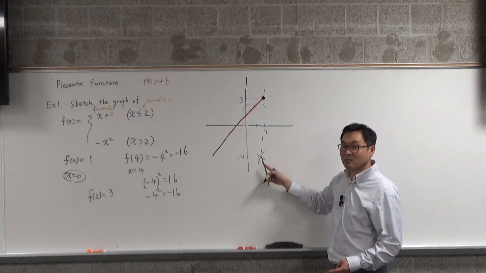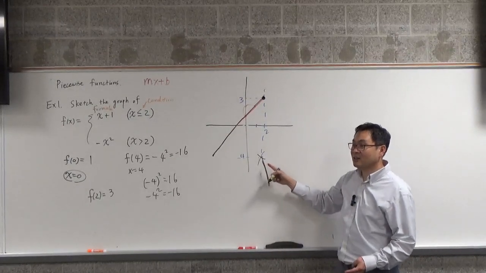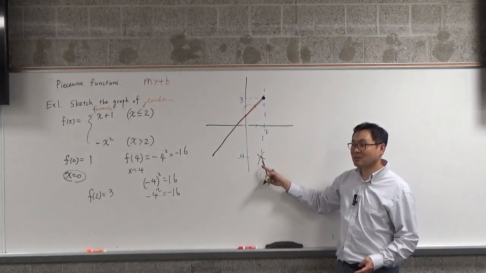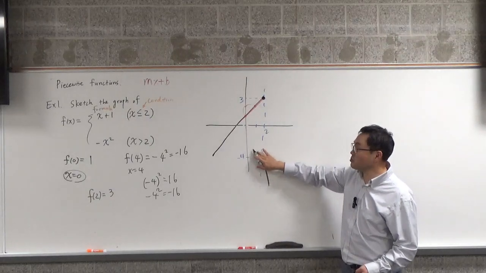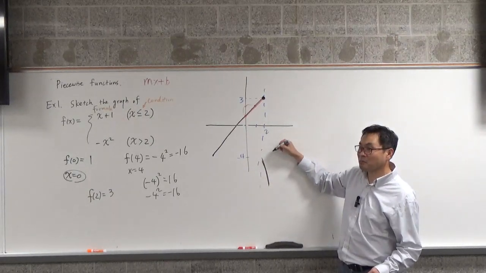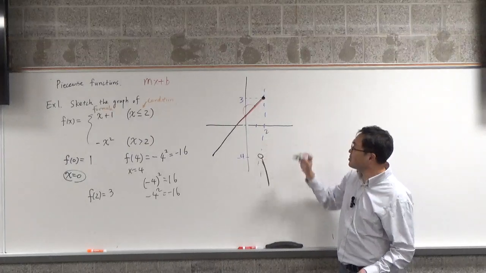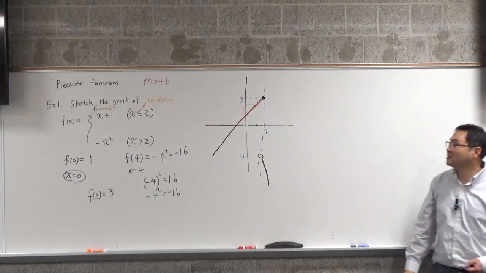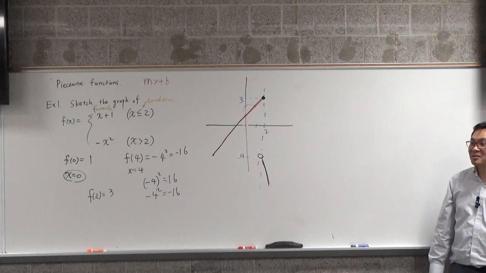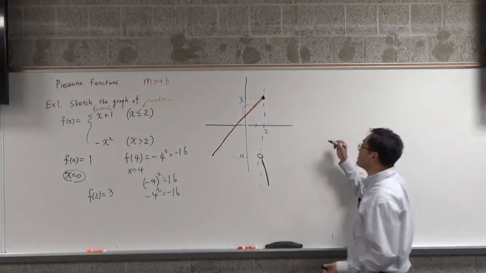So what do we do here? If it's no good, what do we do? You erase it and put what? Put an open circle. Thank you. Yeah, you put an open circle. That's how it works. Let's do another example.